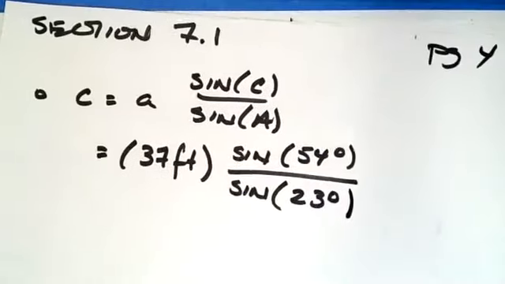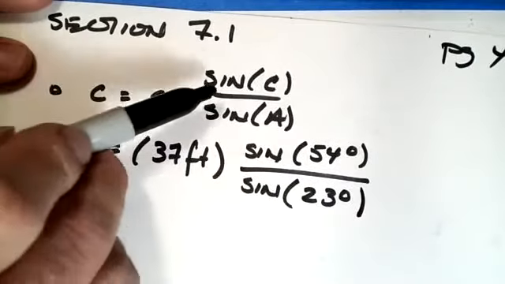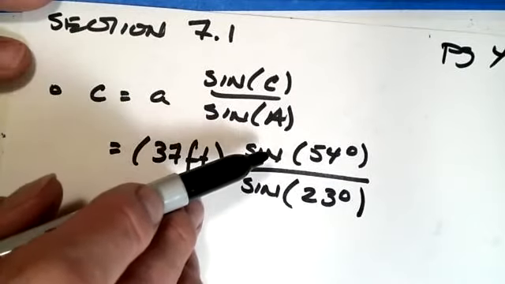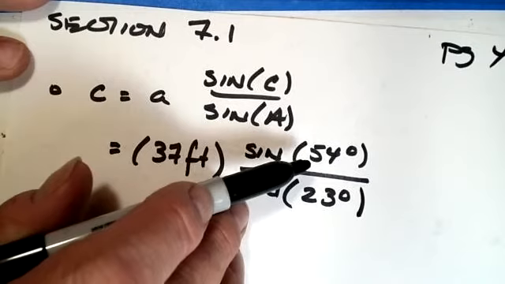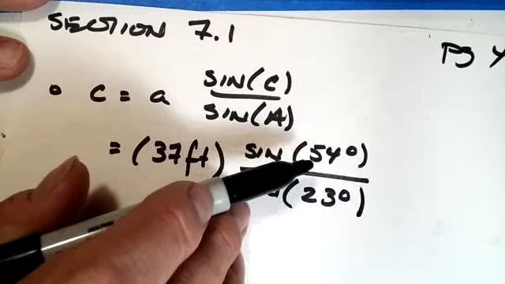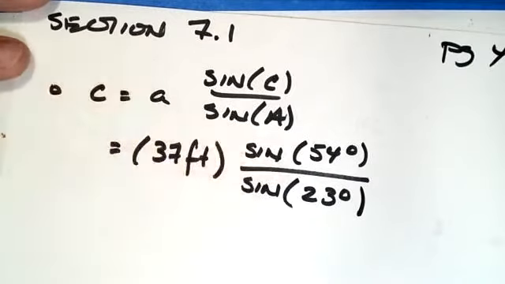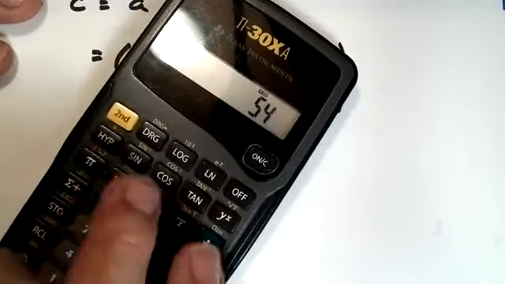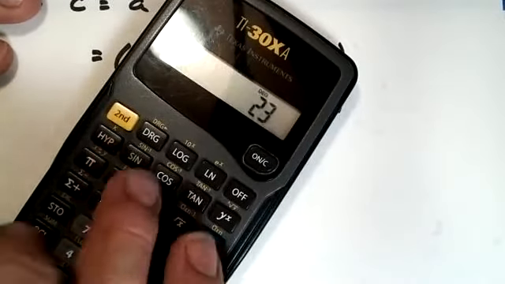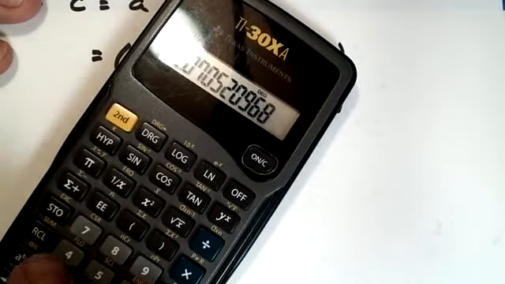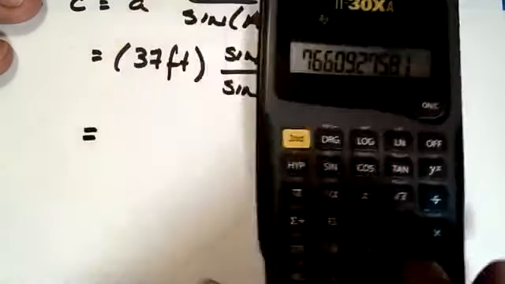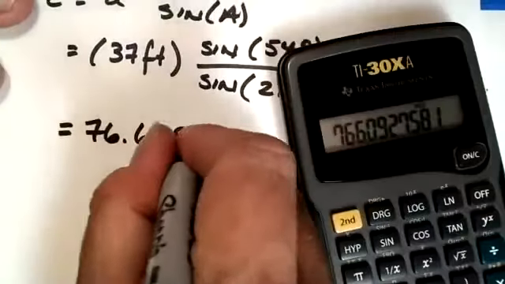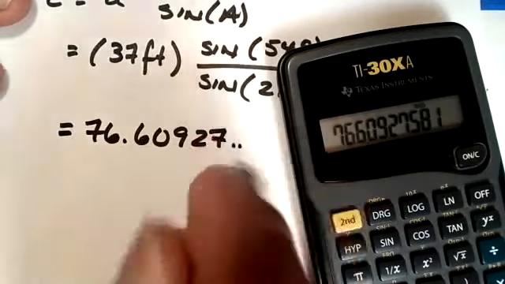Okay, so back to this calculation. C equals A times sine of C over sine of A. So that's 37 feet times the sine of C. Verifying that that's correct. Yeah, C is 54 and A is 23. So we've got 54 sine divided by 23 sine times 37. And we come up with 76.60927, etc.